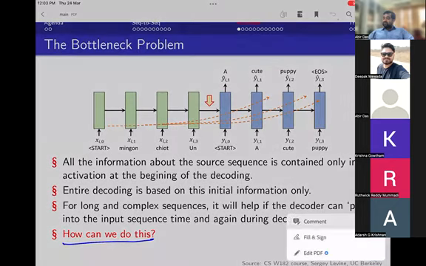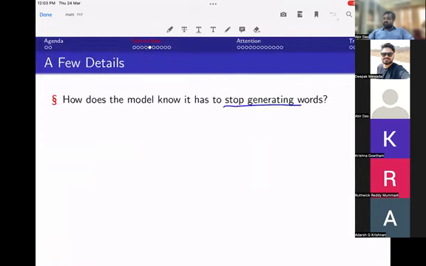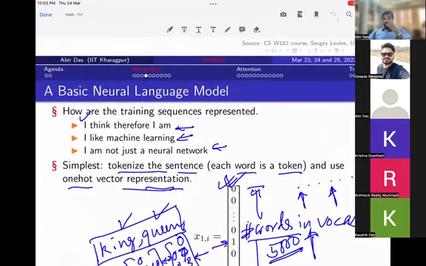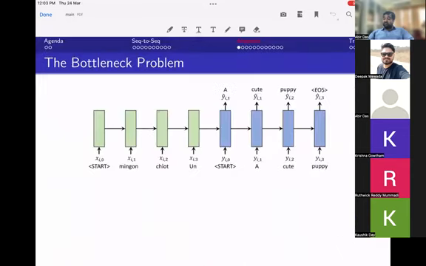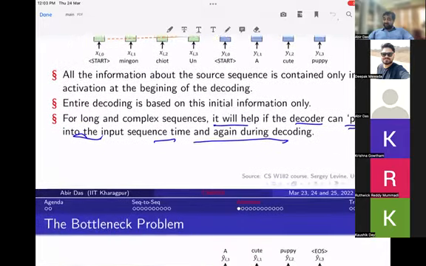So what we have seen yesterday was basically sequence to sequence problems, the structured predictions, the basic neural language models, and so on. Then we actually stopped at a very important question, the bottleneck problem.